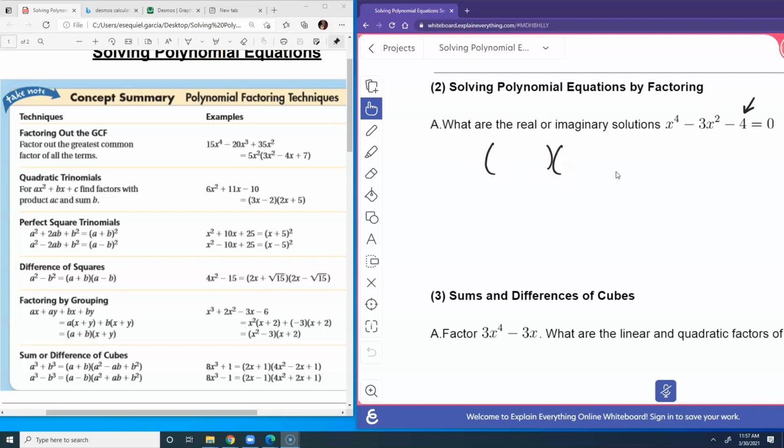Now, the only difference is this is x to the fourth power. So you're going to have x squared, and we know that it's going to be 4 and 1, because 4 times 1 gives you 4. But 4 plus 1 gives you 5, which is not going to help. So we have negative 4 times 1 gives you negative 4, and that's what we want.